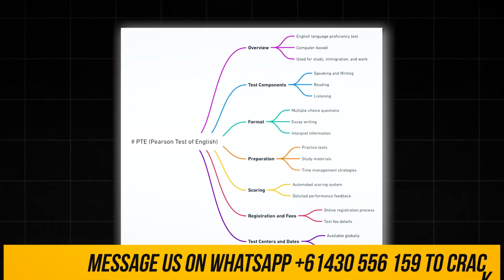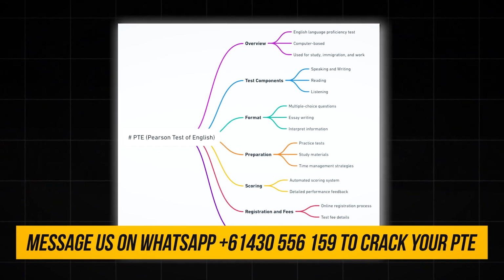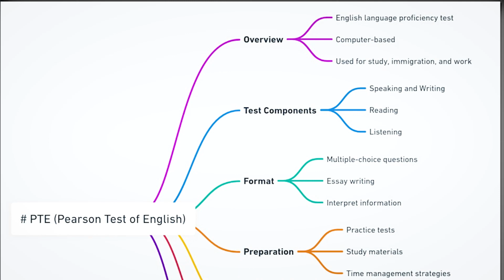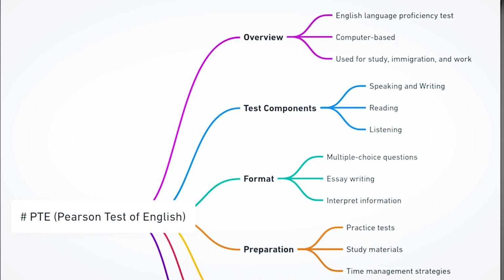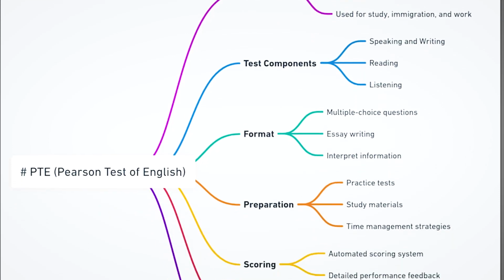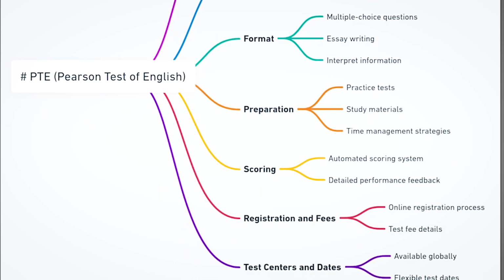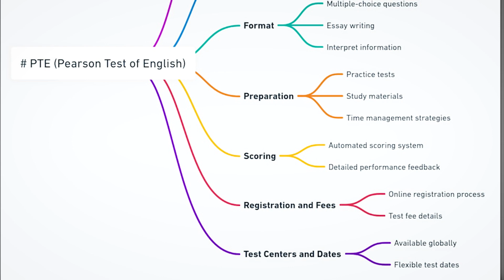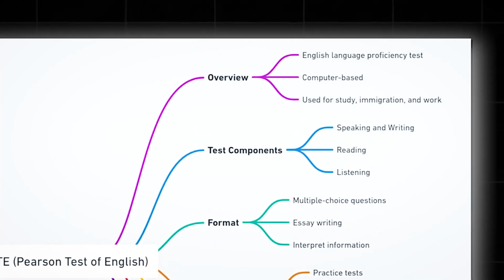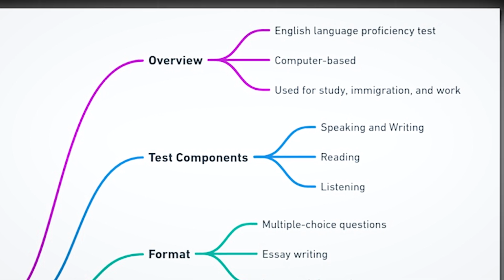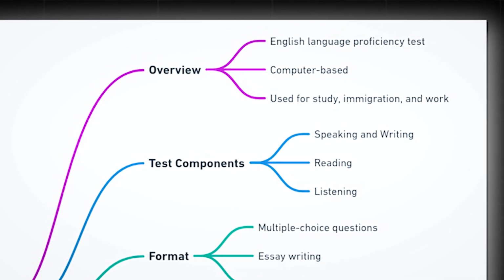If you look at this mind map that I have created for PTE, in the PTE there is an overview part at the top, and after that there is test component, and from there is another branch that goes to format, preparation, scoring, registration, and at the bottom is the test center. That's how our brain works. In the overview you can see English language proficiency test. It is a computer based test and it's used for study and immigration purposes.